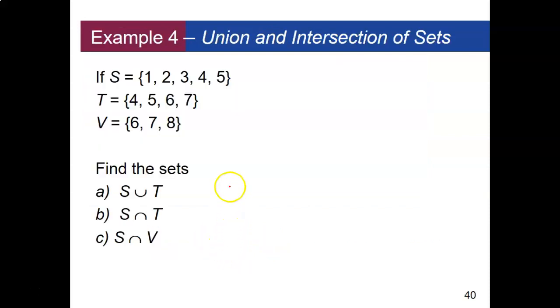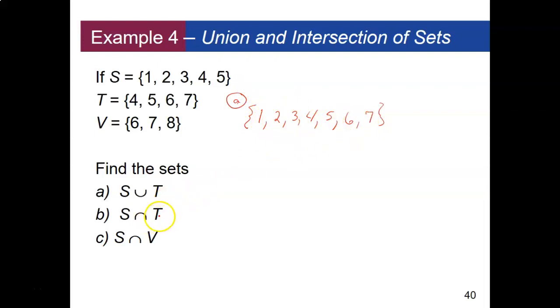Okay, if we look at these examples here, we've got S union T. So if I'm going to do S union T, I need to write everything in S. So I'm going to have 1, 2, 3, 4, 5, and then anything additional in T, so 6 and 7. Okay, so that would be S union T.